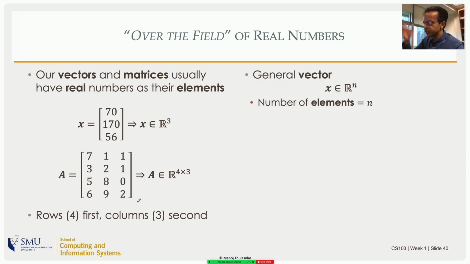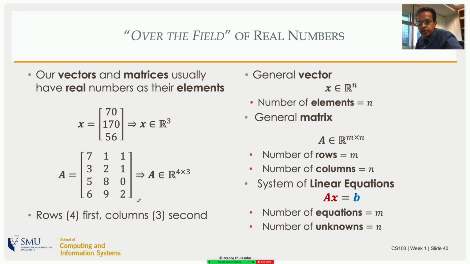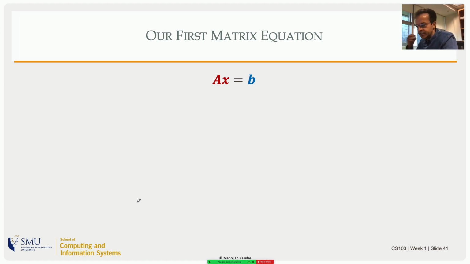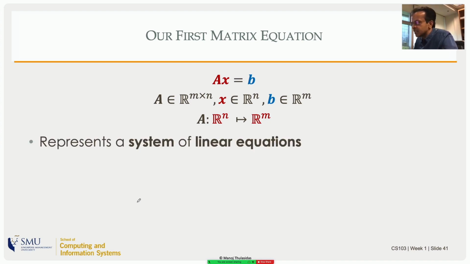In general, when you generalize it, which is the way we want to do later on, X will be a member of Rn. Our matrices are going to be members of Rm by n, m rows and n columns. And when I write an equation Ax equal to b, remember x is a collection of n numbers, n unknowns, and each row in A translates into an equation by that matrix equation. So I have m equations and n unknowns. So Ax equal to b is a notation for a system of m linear equations, n unknowns. So A is a member of Rm by n, x is a member of Rn, b is a member of Rm. So A is a mapping from Rn to Rm. So it represents a system of linear equations.